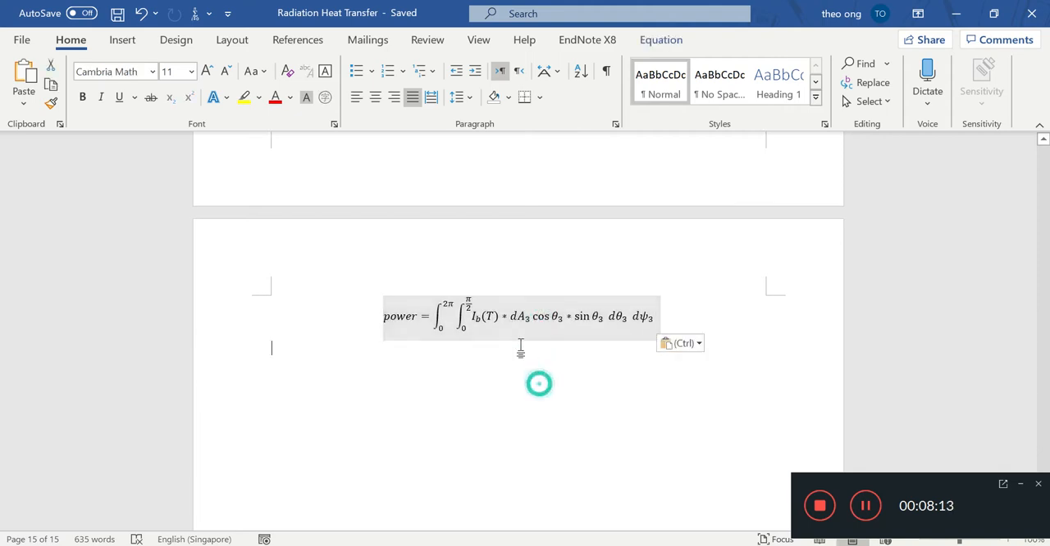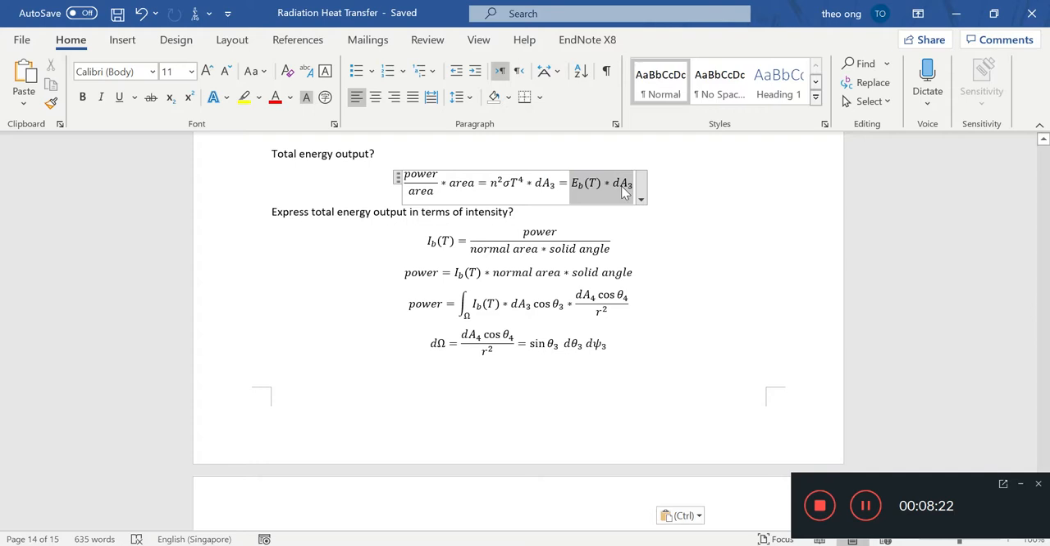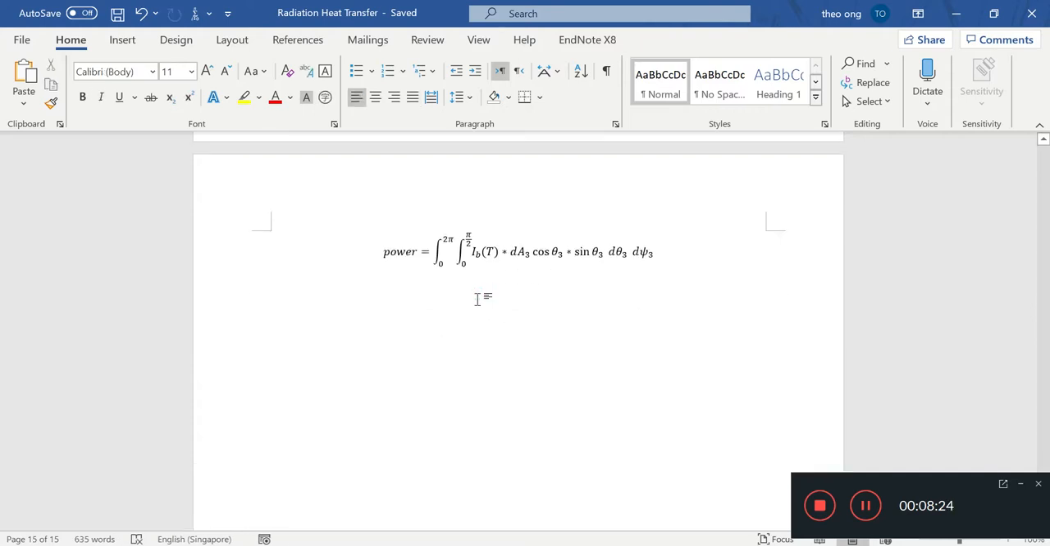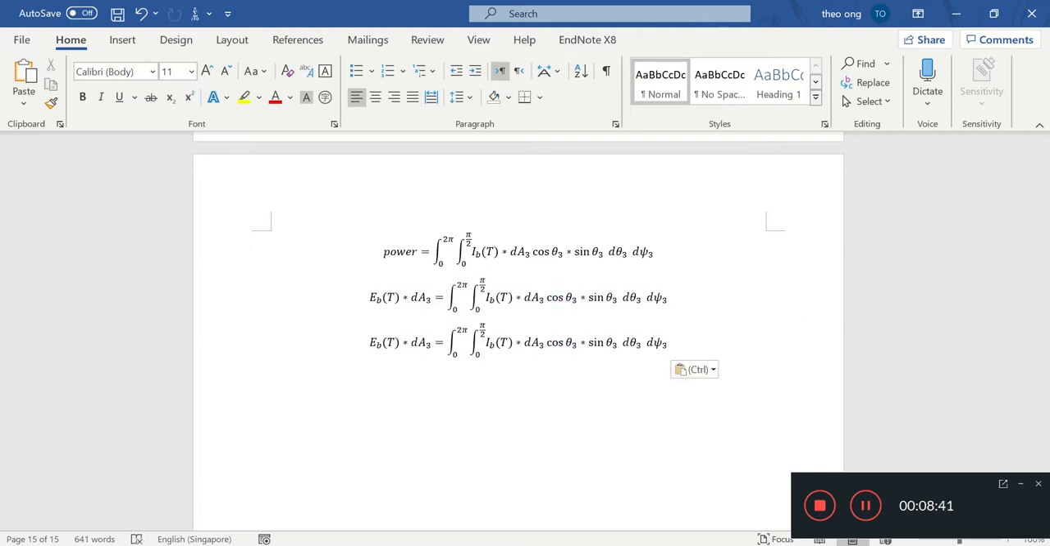So for pretty much now we are set. We can just do some simple equivalence. This is equal to this. This is the total power coming from dA3. So dA3 is kind of independent of direction.